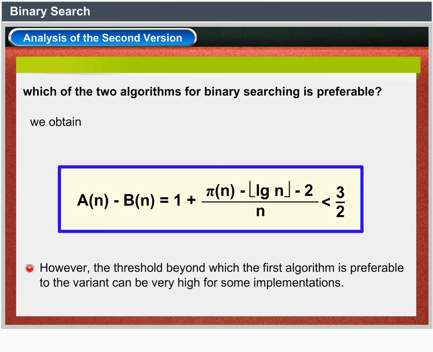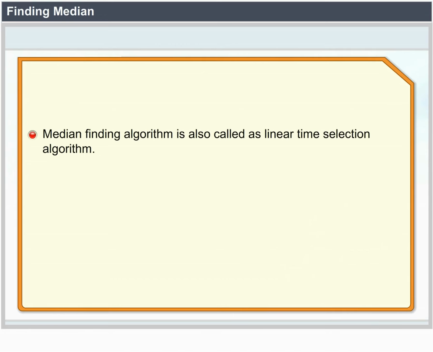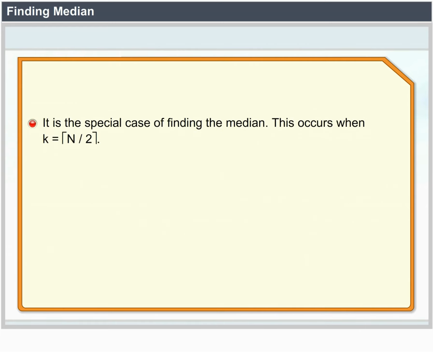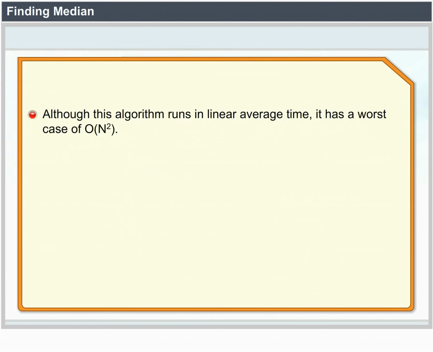Finding the median. The median finding algorithm is also called the linear time selection algorithm. The selection problem requires us to find the kth smallest element in a collection S of n elements. It is the special case of finding the median, which occurs when k = ⌈n/2⌉. Although this algorithm runs in linear average time, it has a worst case of O(n²).